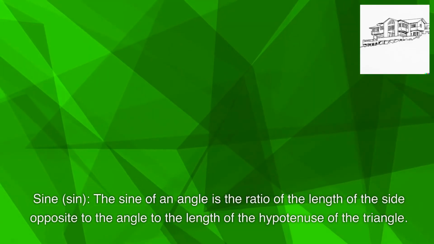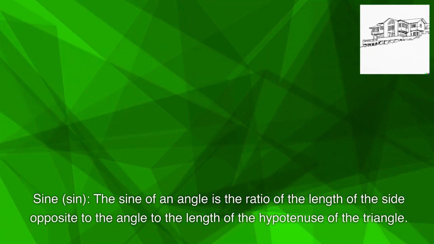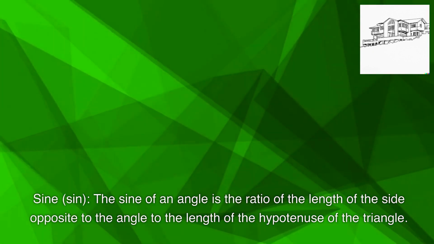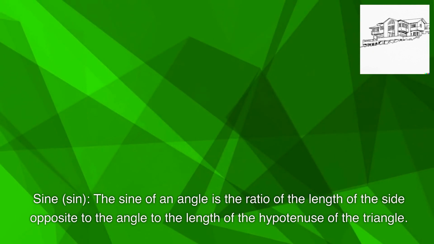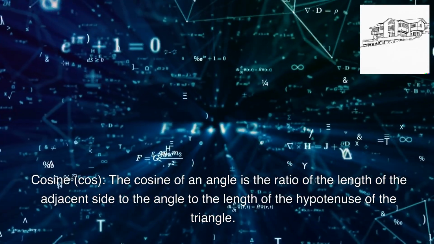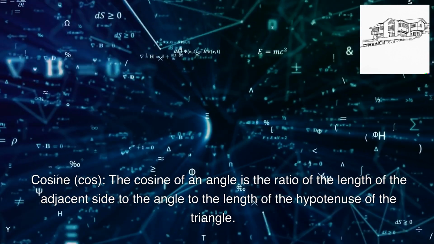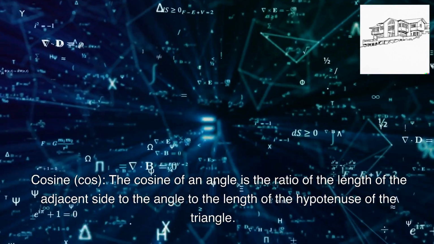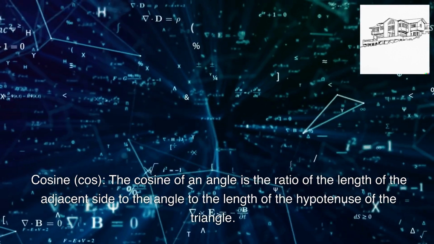Sine, sin. The sine of an angle is the ratio of the length of the side opposite to the angle to the length of the hypotenuse of the triangle. Cosine, cos. The cosine of an angle is the ratio of the length of the side adjacent to the angle to the length of the hypotenuse of the triangle.